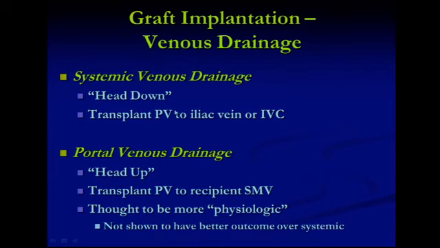So systemic venous drainage is a head-down approach, transplant portal vein to iliac vein or inferior vena cava. Portal venous drainage, which is the converse, is a heads-up, where the transplant portal vein is connected to the recipient's superior mesenteric vein, meaning that the venous outflow from the pancreas transplant containing insulin goes directly to the liver. Though this physiologically may sound appealing, there is really no difference in survival between a systemic venous drainage and a portal venous drainage technique.